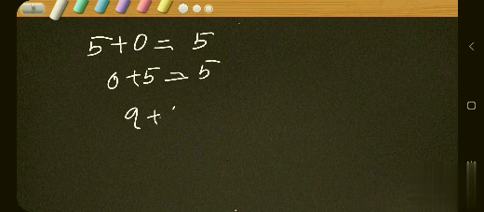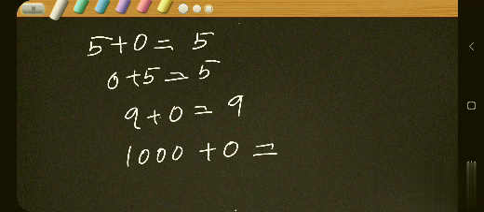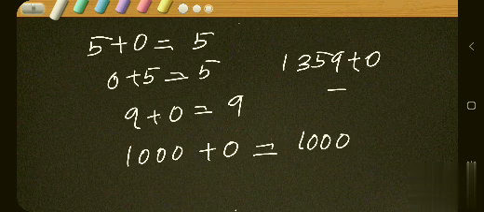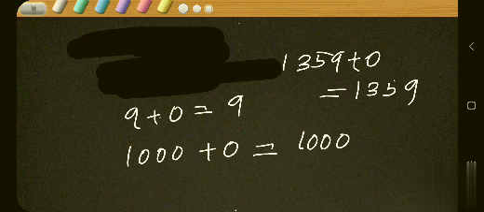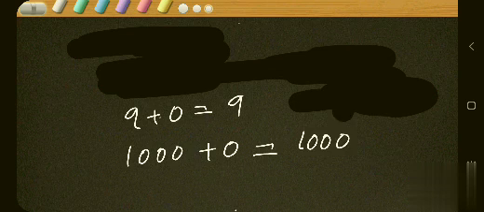9 plus 0 is what? 9. What about 1000 plus 0? Don't write. Please listen here. 1000 plus 0 is what? Yes, 1000. What about 1359 plus 0? Yes, 1359. That means any number plus 0 is what? Any number plus 0 is the number itself, or the value will not change if we add 0 to any number.